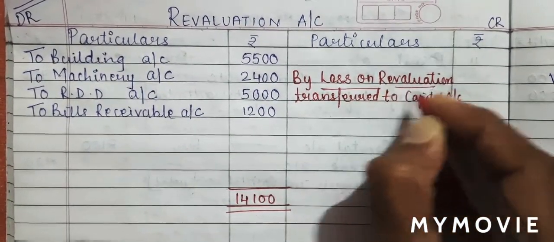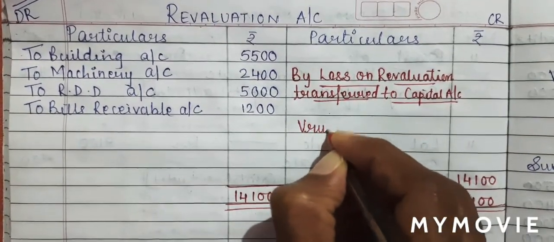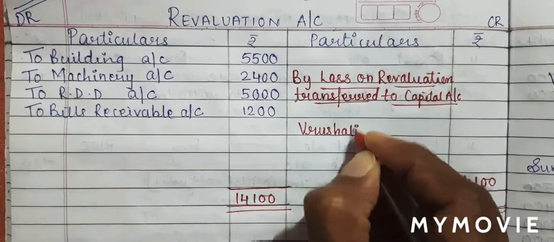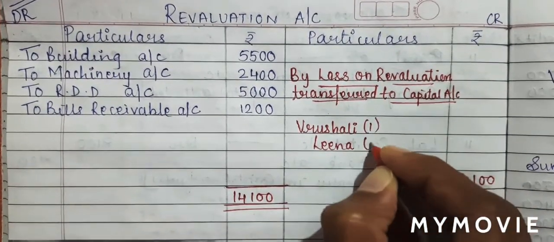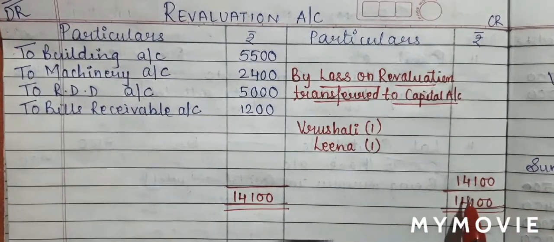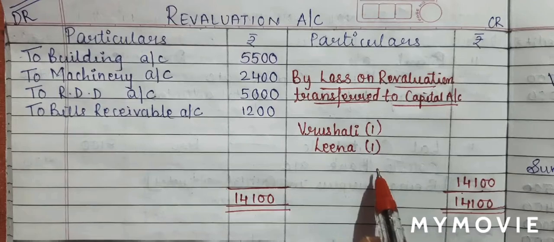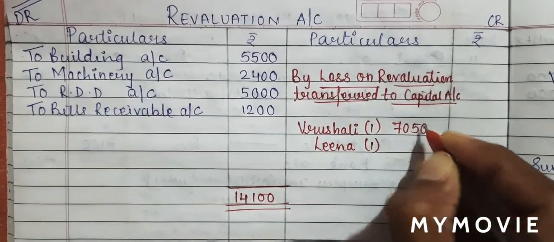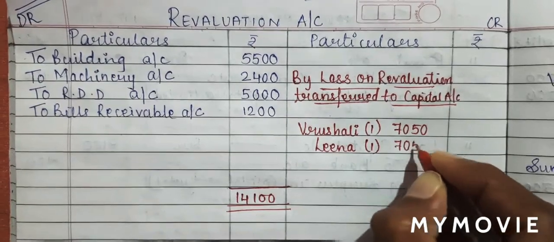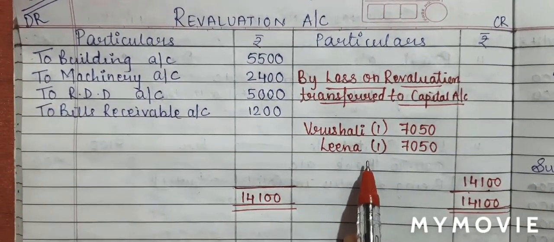We will underline this and we have to only transfer it to old partners, that is Vrushali and Leena, in their old ratio, that is 1:1. So 14,100 equally divided, that is divide by 2, I'll get a total of 7,050 each. Now this is on the credit side.